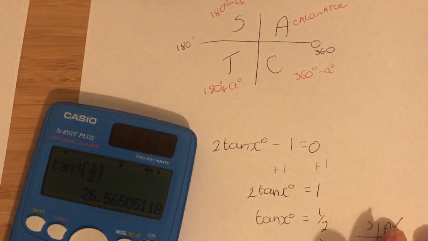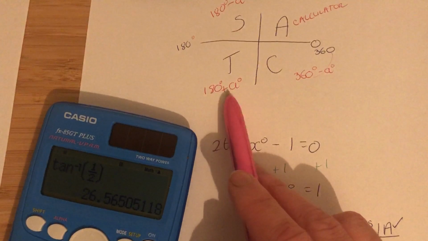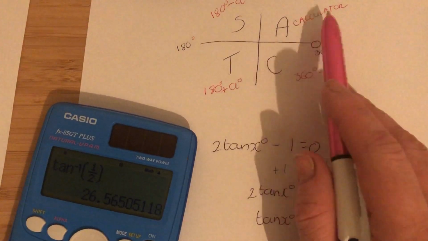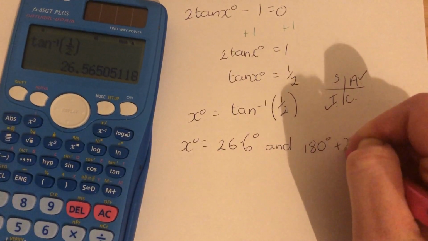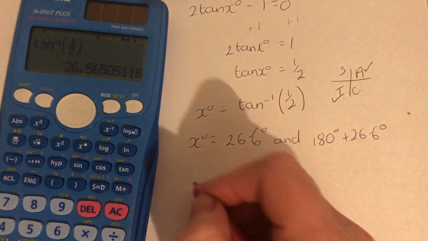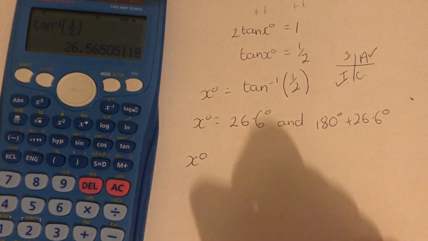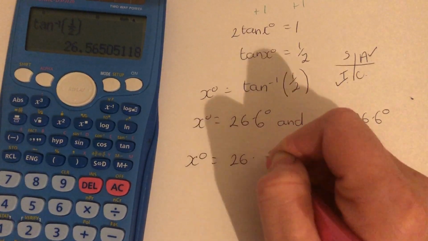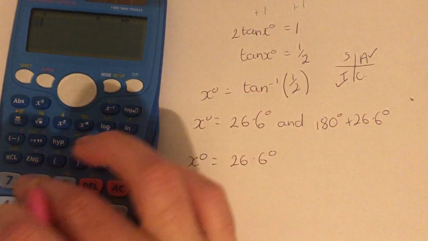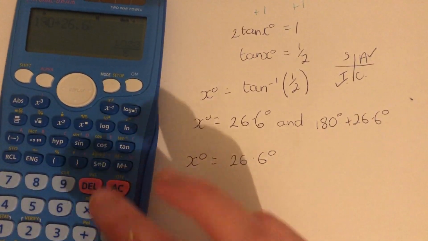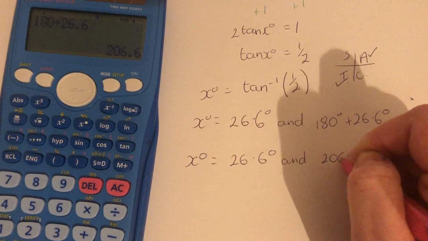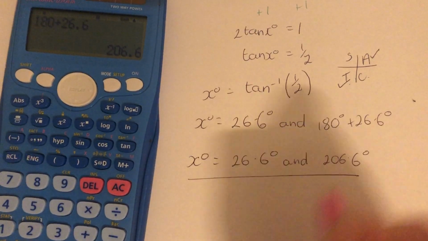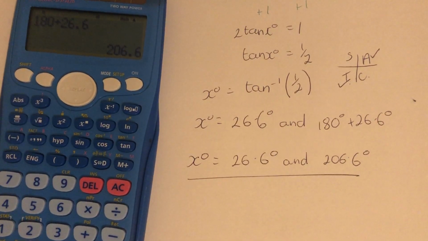When we look back to this, we know that to find one that's here, we do 180 plus the angle that we found with the calculator. So 180 plus 26.6. So our 2 solutions are 26.6 degrees and 206.6 degrees. So we've got our 2 solutions, and that's you finished.